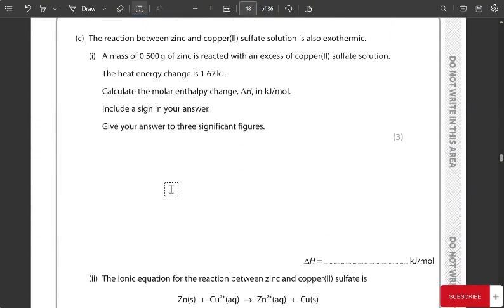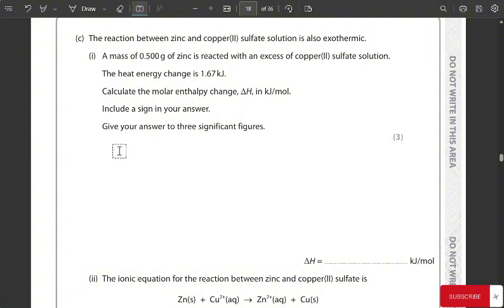And the C part: the reaction between zinc and copper sulfate solution is also exothermic, meaning it produces heat to the surroundings. A mass of 0.5 g of zinc is reacted with an excess of copper sulfate solution. The heat energy change is equal to 1.67 kilojoules. Calculate the molar enthalpy change in kilojoules per mole. Include a sign in your answer.